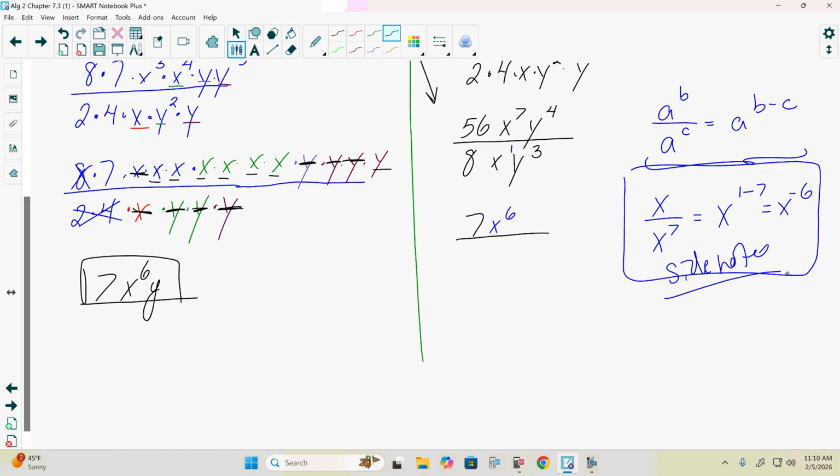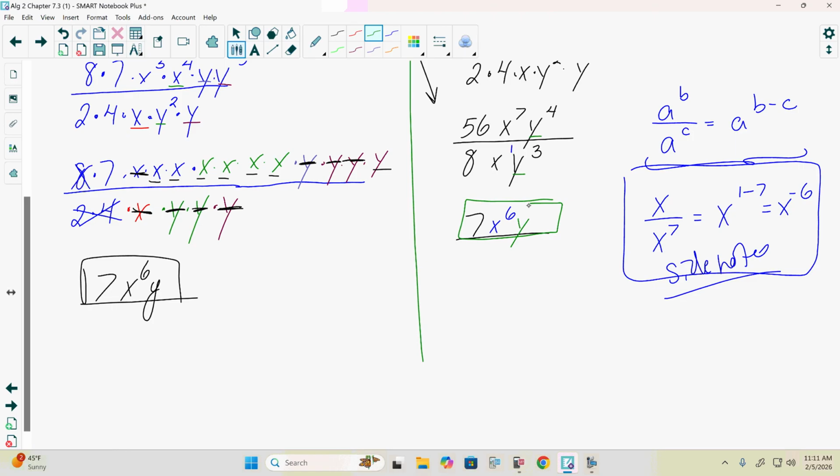Lastly, we have y's. We have y to the fourth over y to the third, yes? 4 minus 3 is 1. Is it bigger on top or bottom? Top, yes? So y to the first will stay on top. And since everything out of the bottom of the fraction reduced, it's simplified out, we're left with this here.